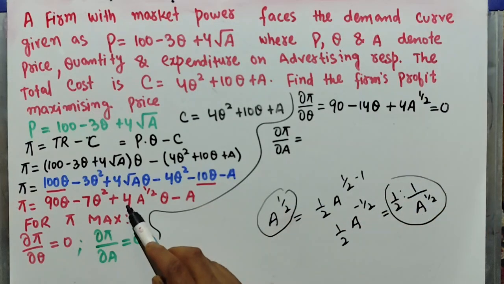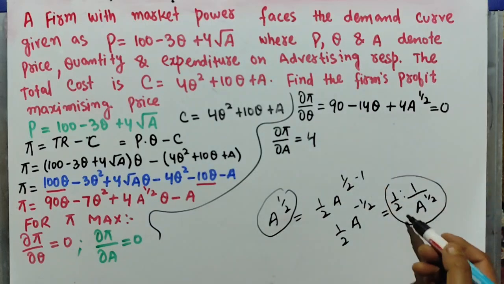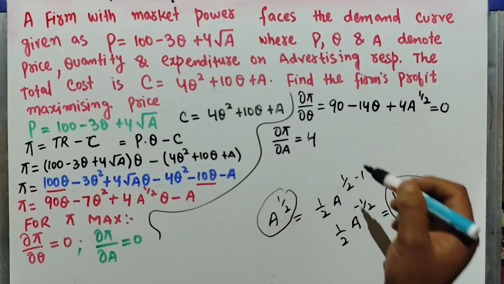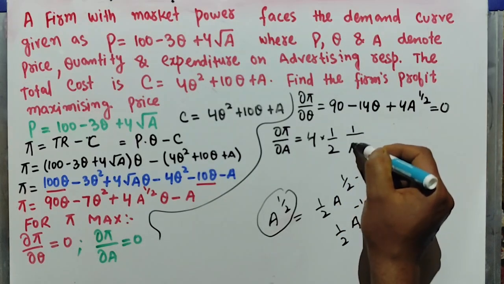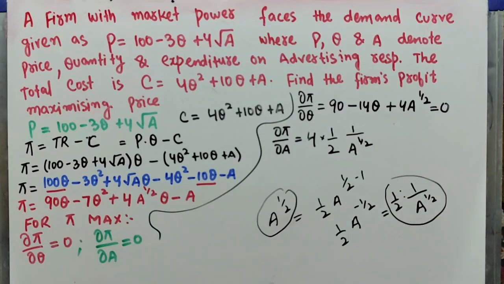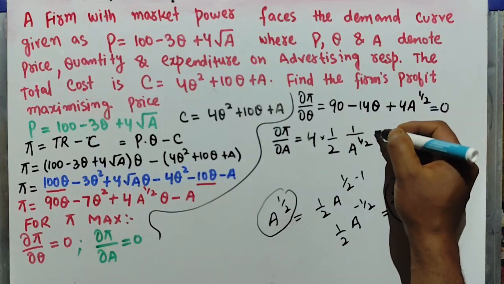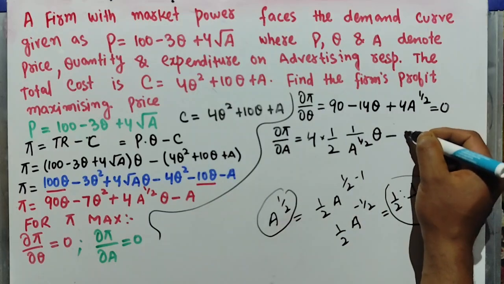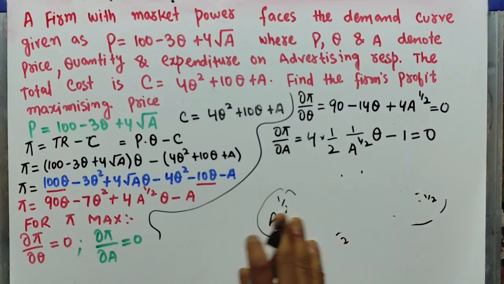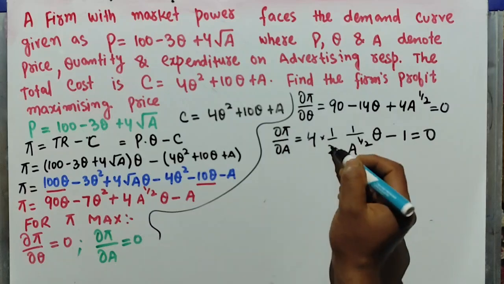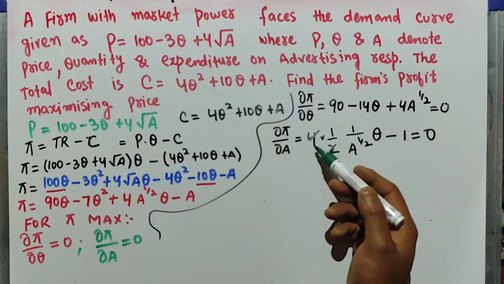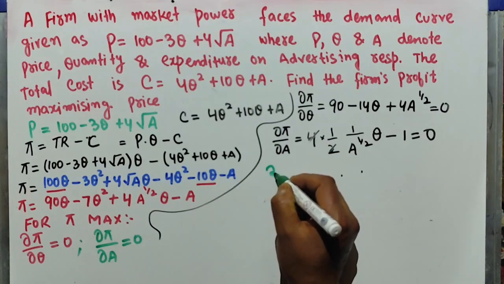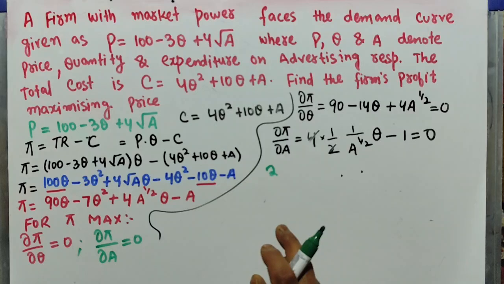So we have 4 as it is, and the derivative of A raised to power 1 upon 2 came out to be 1 upon 2 times 1 upon A raised to power 1 upon 2, times q, minus the derivative of A, which is 1, and we set it equal to 0. Here some cancellation will be done, so we are left with twice. Wait a minute, what have I done here?